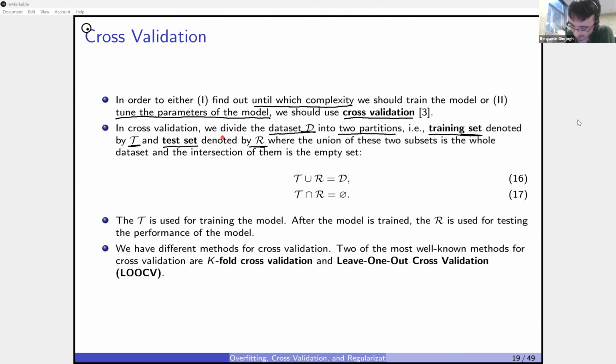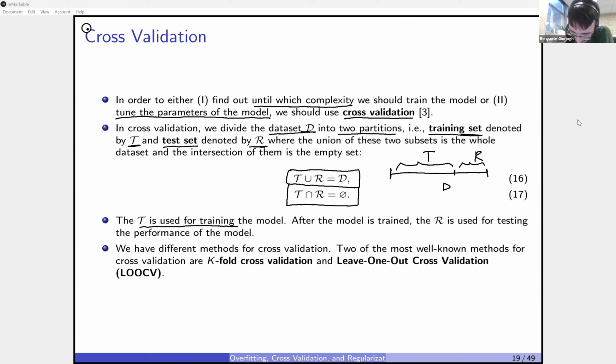Okay, where the union of these two is the whole dataset, and their intersection is 0. So it means that when you have a training dataset, D, you just divide it into two disjointed sets. One of them is the training set and the other one is the test set. The training set is used for training the model. After the model is trained, then the test set is used for testing the performance of the model.